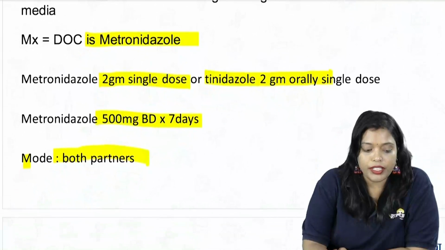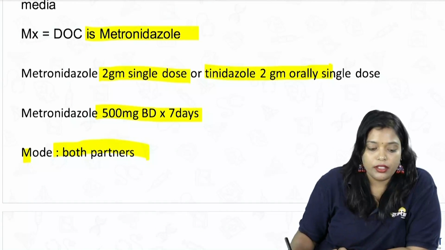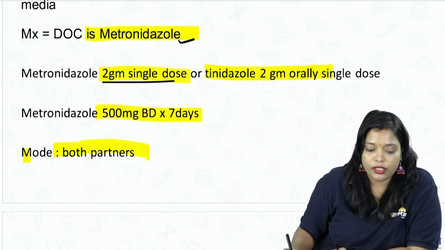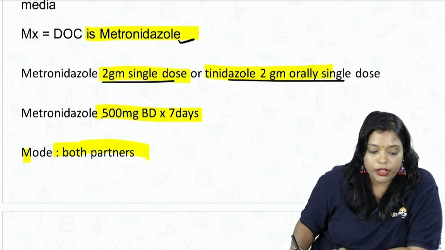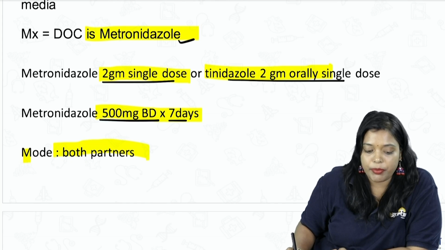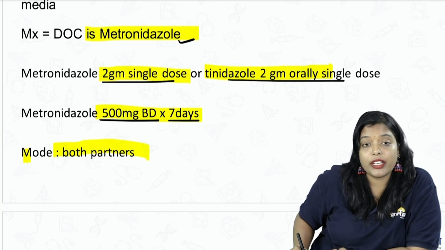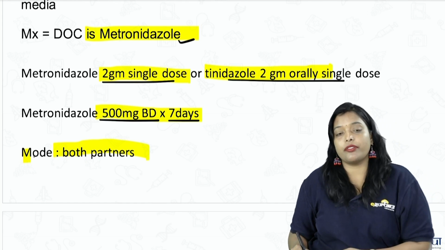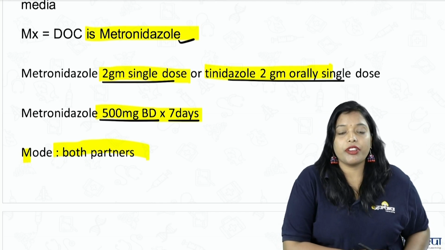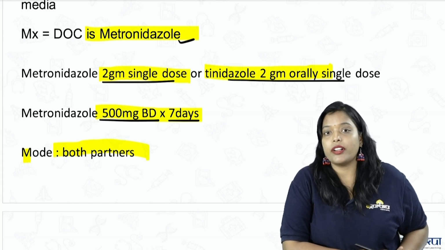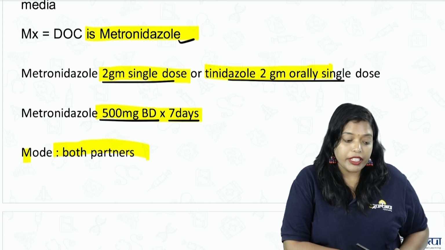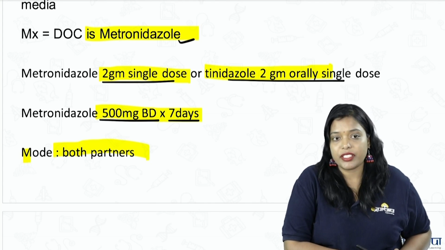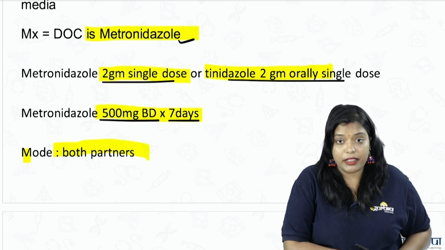The drug of choice is metronidazole 2 grams single dose or tinidazole 2 grams single dose orally. You can also give metronidazole 500 milligrams BD for 7 days. You have to treat both the partners.